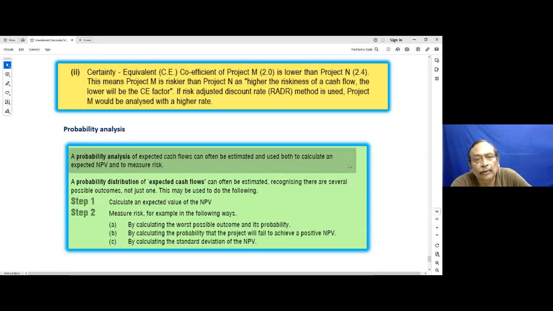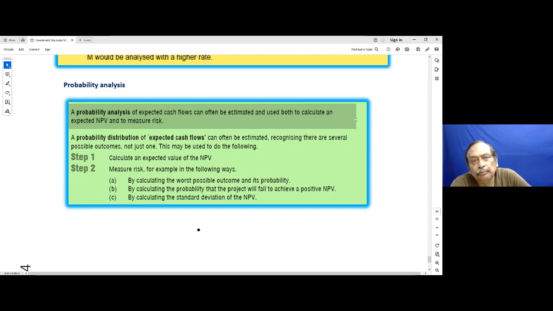Okay. Now we are coming to probability analysis. A probability analysis of expected cash flows can often be estimated and used both to calculate an expected NPV and to measure risk. A probability distribution of expected cash flows can often be estimated, recognizing there are several possible outcomes, not just one. This may be used to do the following.